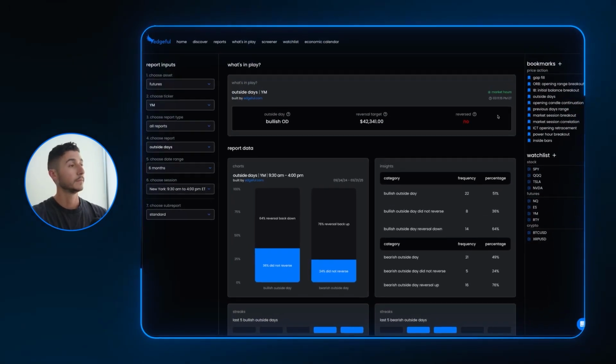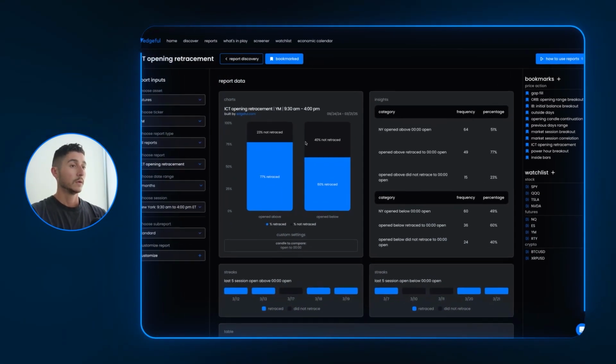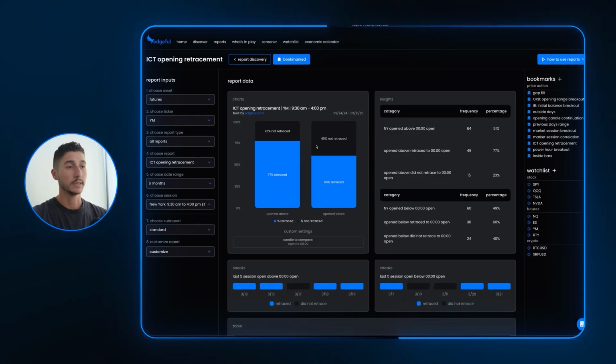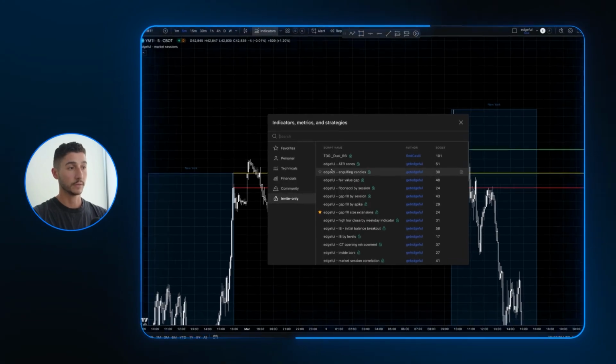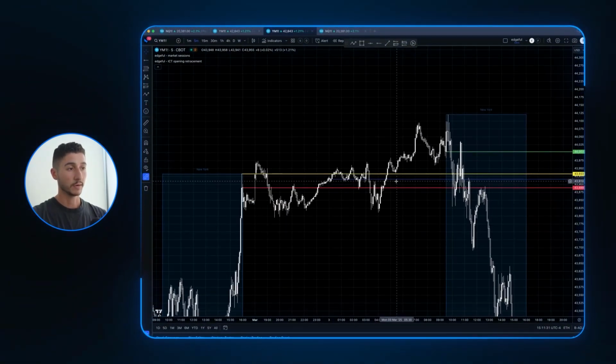Next is the ICT opening retracement. Now, some people like ICT, some people don't like ICT. All that matters is that we have an indicator for this one, ICT opening retracement. You can see right over here.